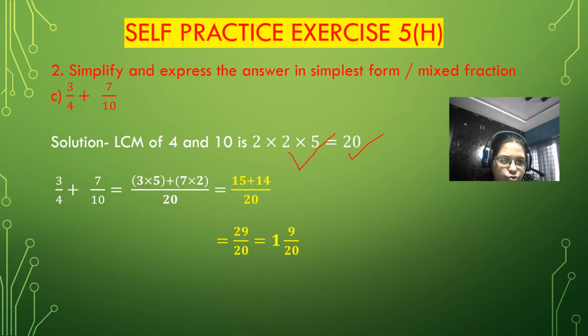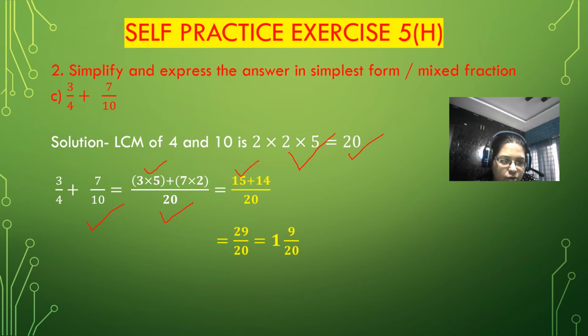Now we will add these two fractions, 3 divided by 4 plus 7 divided by 10. LCM of 4 and 10 is 20. Now divide this LCM 20 with the denominator 4. 20 divided by 4 is 5. Then multiply the number 5 with the numerator 3. 3 multiplied with 5, which is equal to 15.